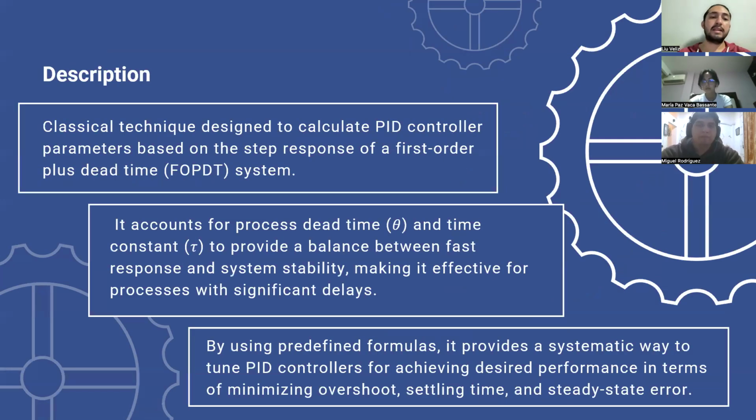The Cohen-Coon is a classical technique designed to calculate PID controller parameters based on the step response of a first-order plus dead time (FOPDT) system. It accounts for process dead time theta and a time constant tau to provide a balance between fast response and system stability, making it effective for processes with significant delays. By using predefined formulas, it provides a systematic way to tune PID controllers for achieving desired performance in terms of minimizing overshoot, settling time, and steady-state error.